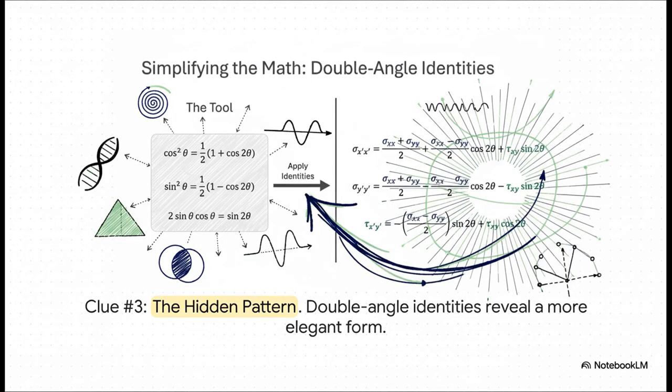And here's the breakthrough. This is where we clean up that mathematical mess. We use this nifty little trick from trigonometry, these things called double angle identities, and just look at the result on the right. See how much cleaner that is? This new, elegant form, this is where the hidden pattern we've been searching for finally starts to show itself.